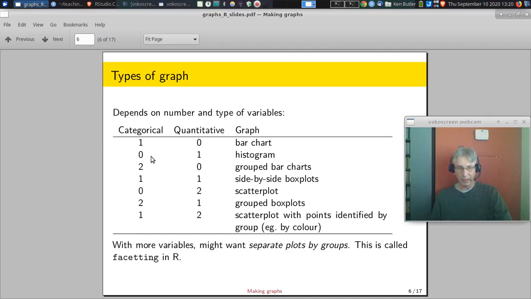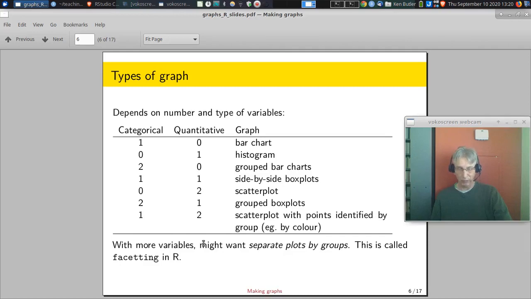And then you can find your situation in here, and that will tell you what kind of graph to draw, and shortly we'll be finding out how to draw those different types of graph. Now, this might not tell the whole story, because you might have more categorical variables. And then the question is, what do you do then?